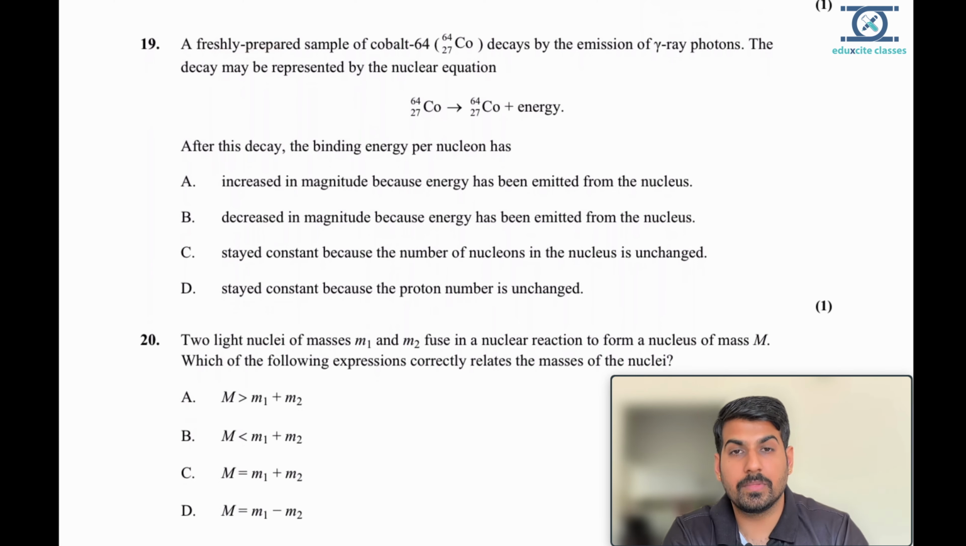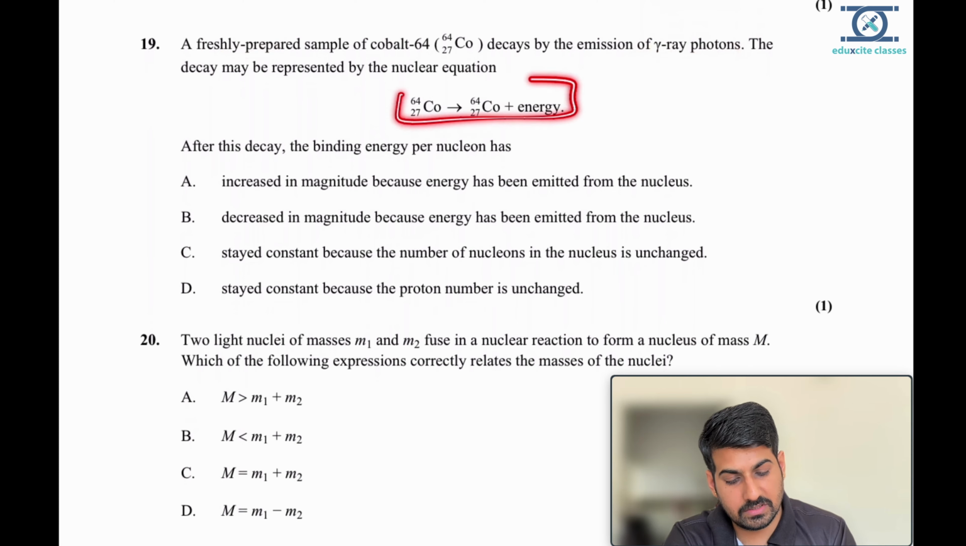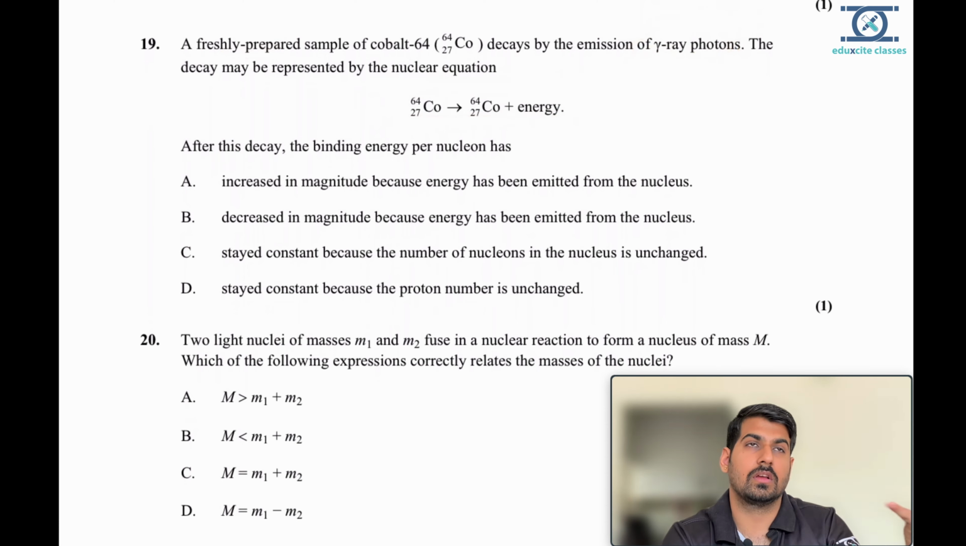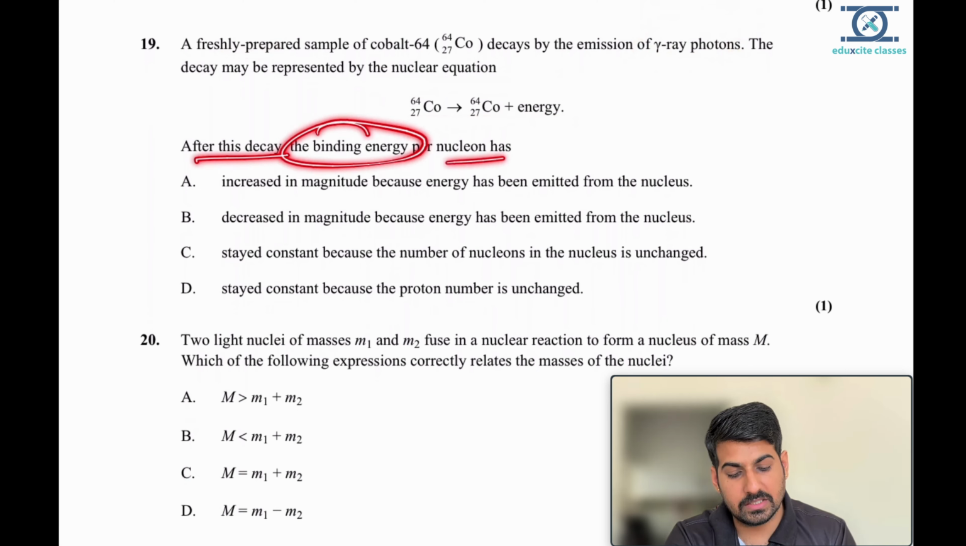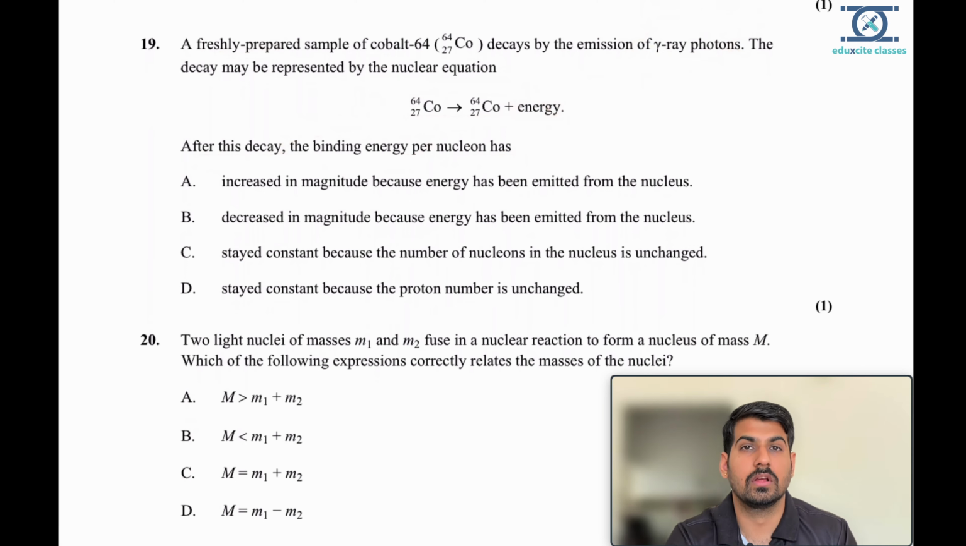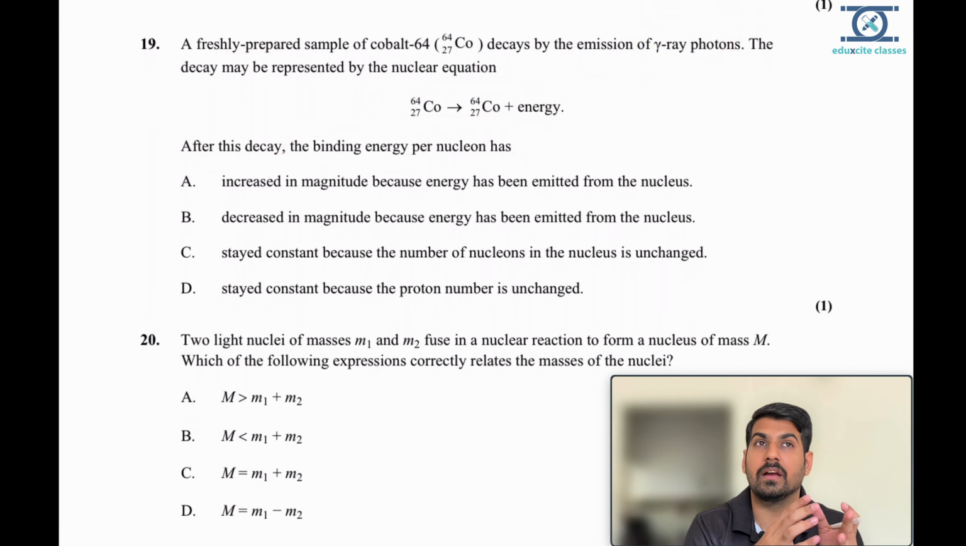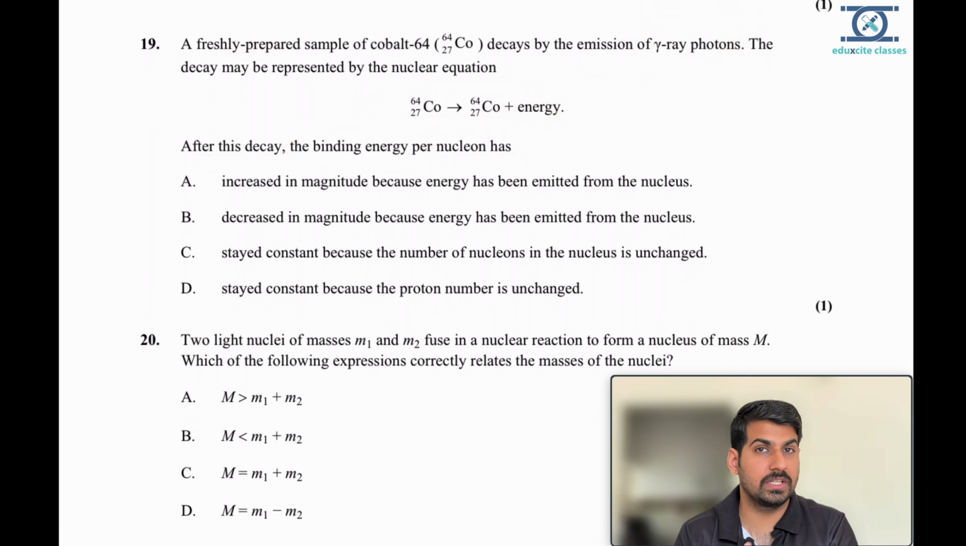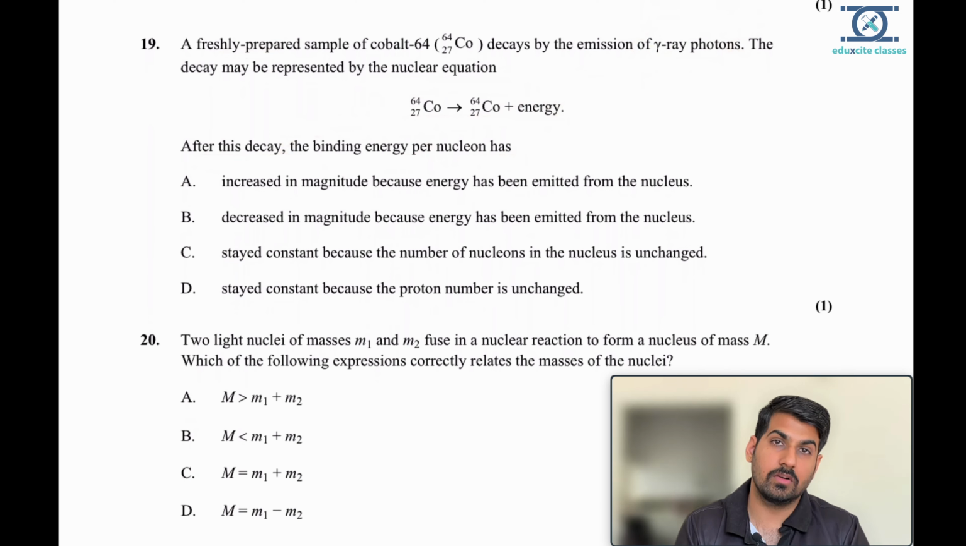A freshly prepared sample of cobalt 64 decays by the emission of gamma ray photons. The decay may be represented by this equation. So we know that a gamma ray is just an emission of energy in the form of a photon, hf. So there is no change in either the nucleon number or the atomic number. So after this decay, the binding energy. Now we know that when energy is released out, gamma radiation takes it in order to become more stable. So if the nucleus is becoming more stable, it means the binding energy will increase, because you have to provide more energy in order to break it apart.